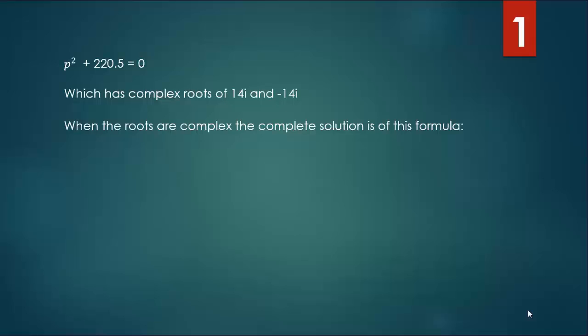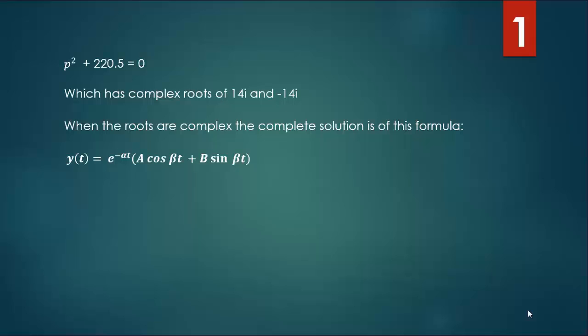To solve these kinds of problems, we must first find its characteristic equation. And its characteristic equation is in this form: p squared plus 220.5 equals 0. By further solving it, we have the roots 14i and negative 14i. Take note that the roots are complex. And when the roots are complex, the complete solution is of this formula: e to the power of negative alpha t times the quantity a cosine beta t plus b sine beta t, where alpha is the real part and beta is the imaginary part.